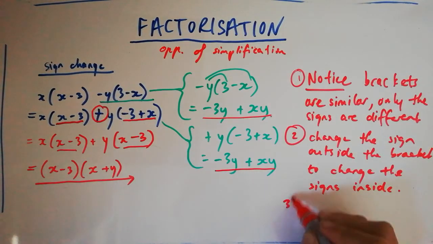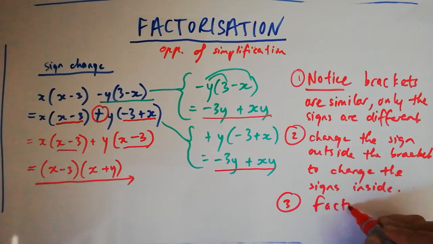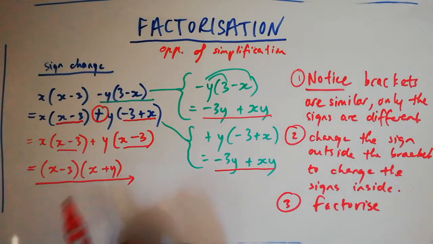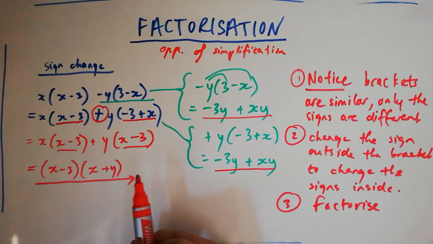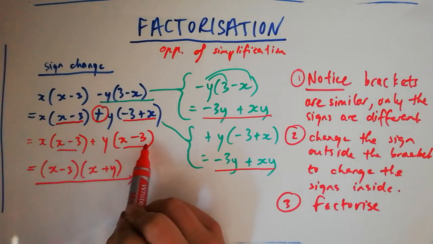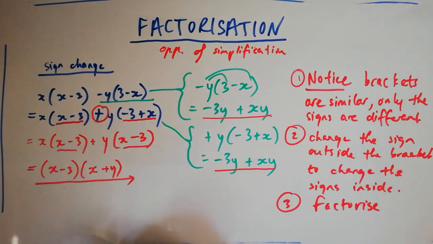And then simply factorize. So you're basically factorizing using the highest common factor method. The highest common factor of both of those is just the x minus 3.